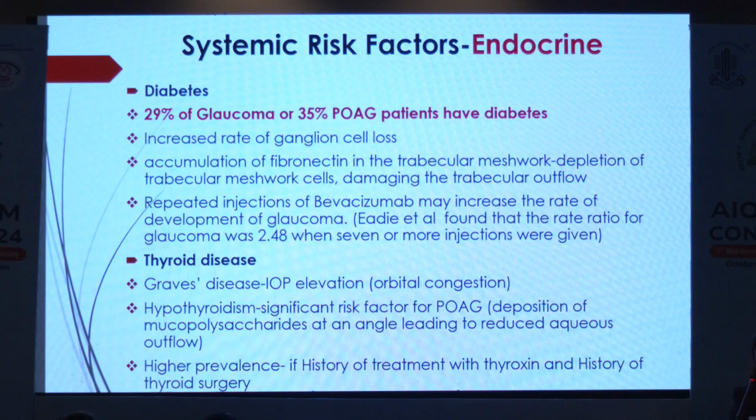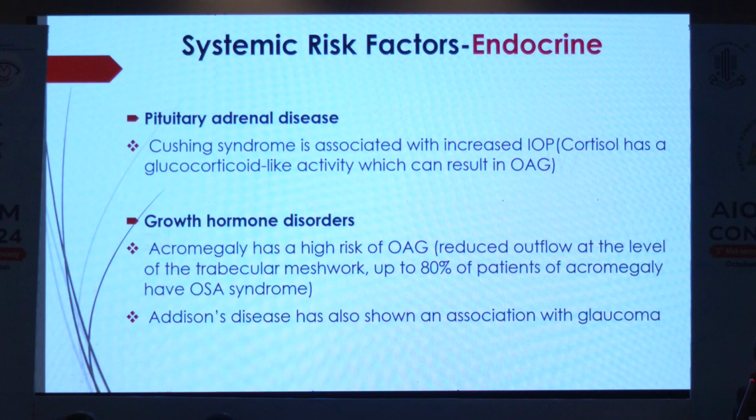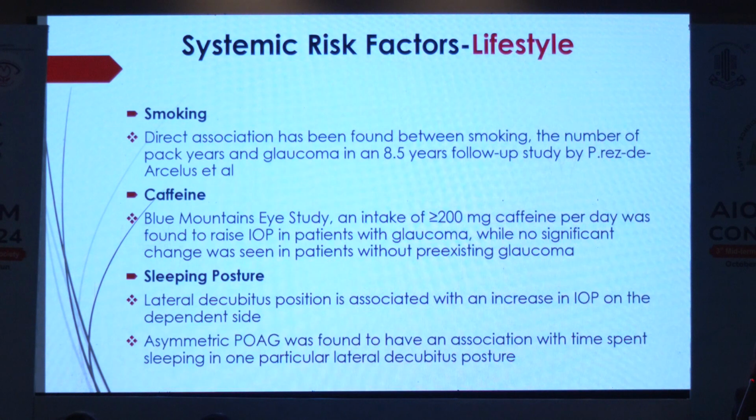Diabetes, we all know, there is almost 30% increased risk of POAG in patients with diabetes. And same in thyroid disease, again, it has been seen that because of the orbital congestion which is happening there, it can lead to elevated IOP in those cases. For pituitary adrenal disease, again, we already know the reason for that. That is the cortisol excess, and obviously your IOP gets affected because of that. And same way, acromegaly has been seen to have a high risk of OAG.